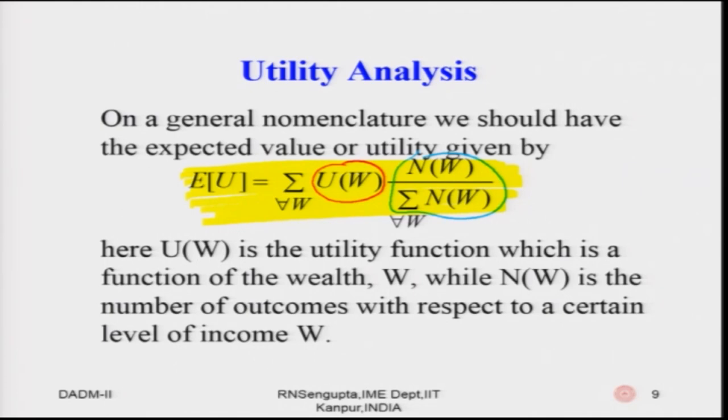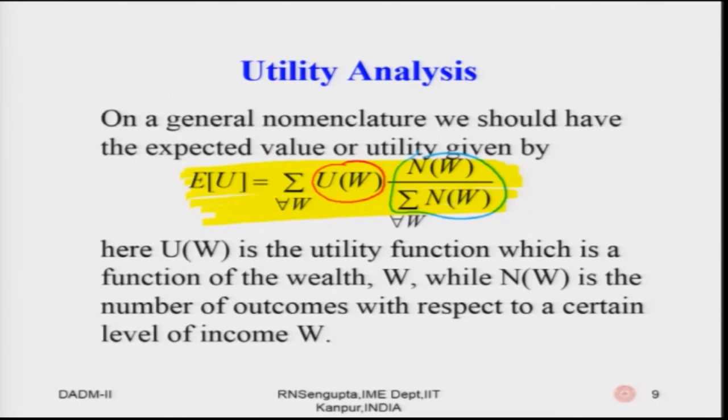Here U(W) is the utility function, which is a function of wealth, when we consider the wealth as W. I am using a very generic symbol or variable W. It can be an amount of money, an amount of material, or different types of manpower which you are utilizing. Time can also be a factor, but we will consider it in the very simple sense, as the wealth W.